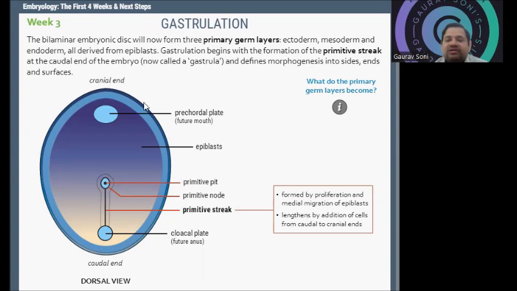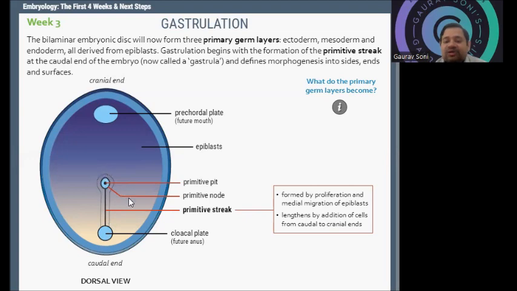So, if we take out that bilaminar embryonic disc, which was previously formed by the two layers epiblast and hypoblast, there you can see we can decide the cranial end and caudal end. This whole thing is epiblast. Everything is happening in epiblast only. So first of all, there will be the formation of the primitive streak. The primitive streak is a plane of median line formed by the proliferation and median migration of epiblast cells, by addition of cells from the caudal to the cranial end. It means it moves towards the cranial end.